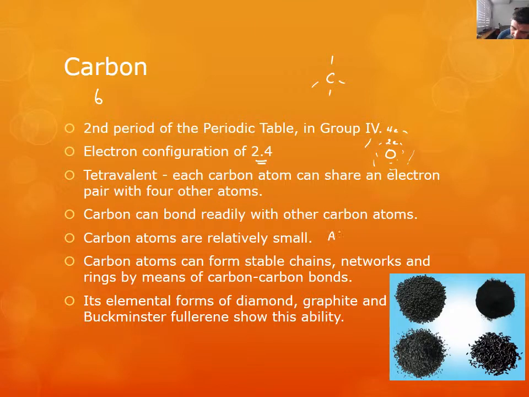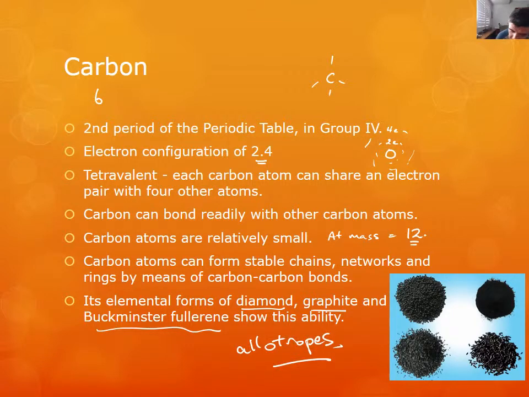They have an atomic mass of 12 for certainly the most common isotope. And carbon atoms can form stable chains or networks or rings by means of these carbon-carbon bonds. This has allowed carbon to exist in several different forms, and to describe those different forms we use the term allotrope, and I'll talk about that in a moment. These different forms, diamond, graphite, and also a few other variations of carbon, one of which is known as Bucky balls or Buckminster fullerene, are just examples of different types of carbon allotropes.